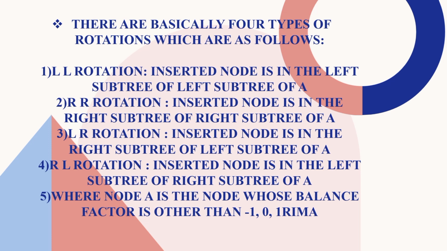There are basically 4 types of rotations which are as follows. LL rotation, where the inserted node is in the left subtree of left subtree of A. RR rotation, inserted node is in the right subtree of right subtree of A. LR rotation, inserted node is in the right subtree of left subtree of A. RL rotation, inserted node is in the left subtree of right subtree of A, where node A is the node whose balance factor is other than -1, 0 or 1.